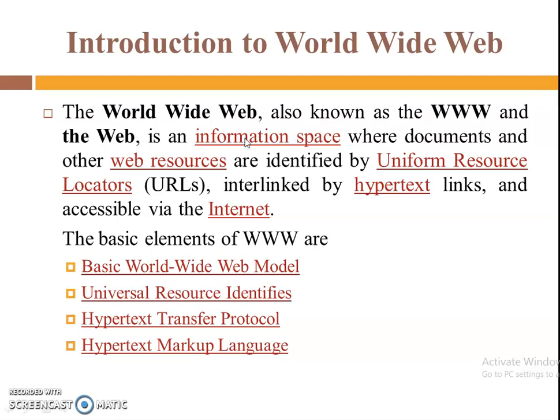Information systems are formal, socio-technical, organizational systems designed to collect, process, store and distribute information. The basic elements of WWW are the Basic World Wide Web Model, Universal Resource Identifiers, Hypertext Transfer Protocol and Hypertext Markup Language.